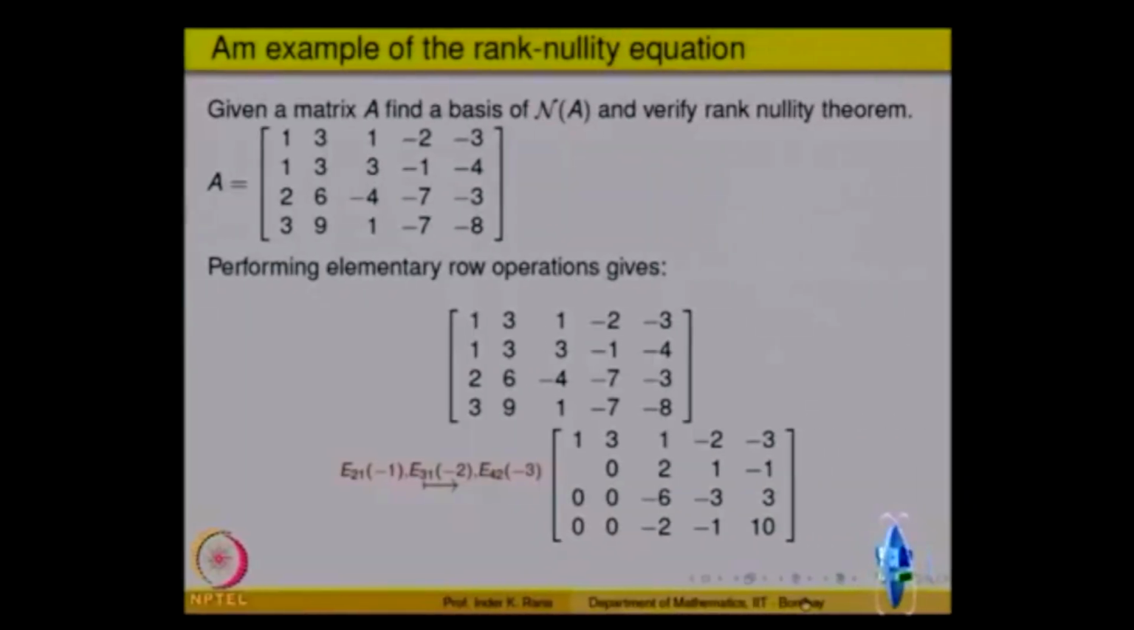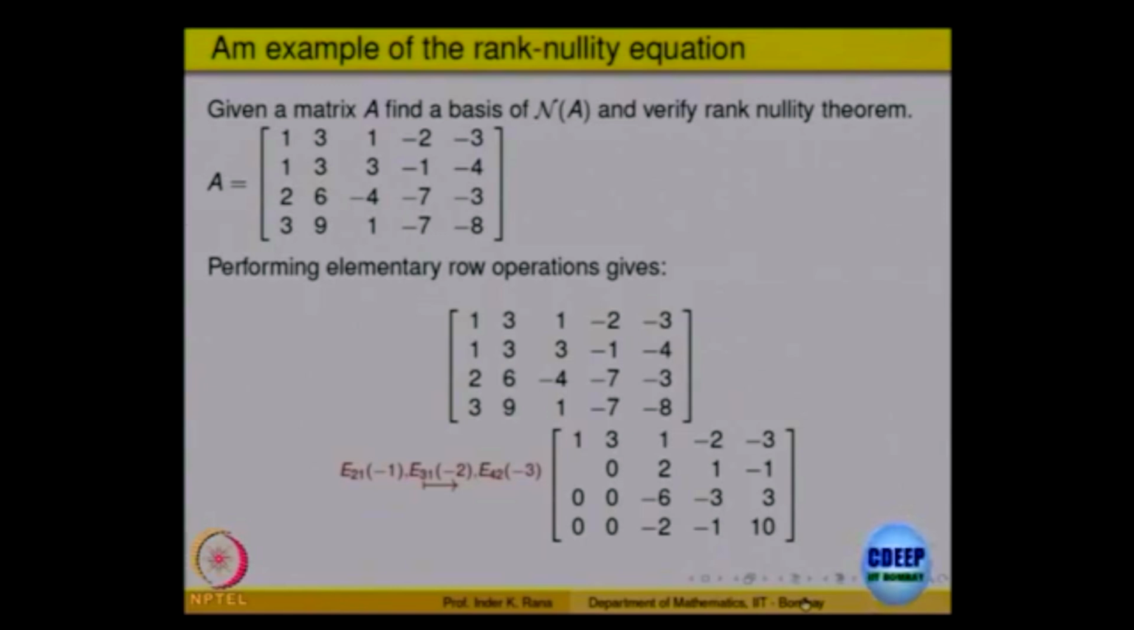Let us do one more example to get the hang of everything that we are doing. So you are given a matrix A which looks like this. What is the order? It is 4 cross 5, right?